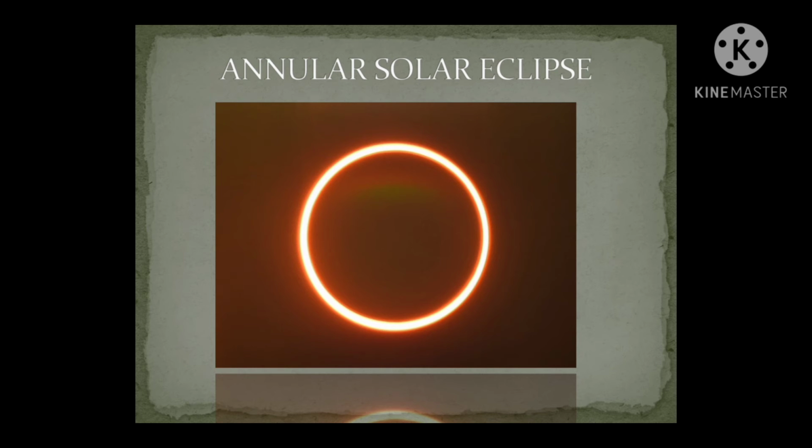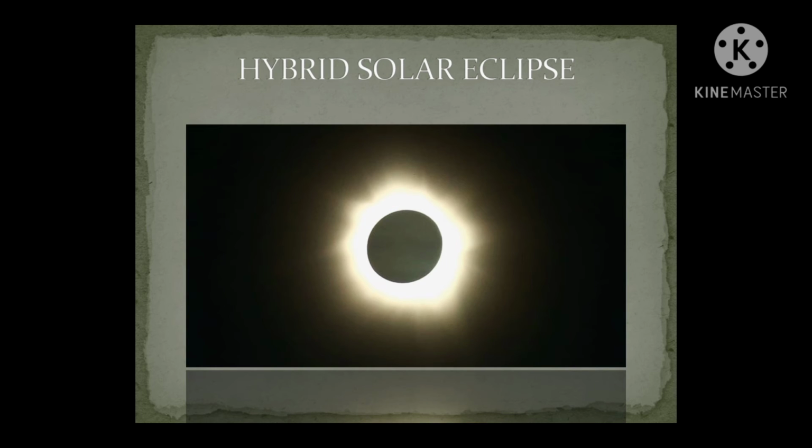Then, a hybrid solar eclipse is a rare type of solar eclipse that changes its appearance as the moon's shadow moves across the earth's surface. A hybrid solar eclipse is a shift between a total and annular solar eclipse. At certain points on the surface of the earth, it appears as a total solar eclipse, whereas at other points it appears as an annular solar eclipse. Hybrid solar eclipses are comparatively rare.